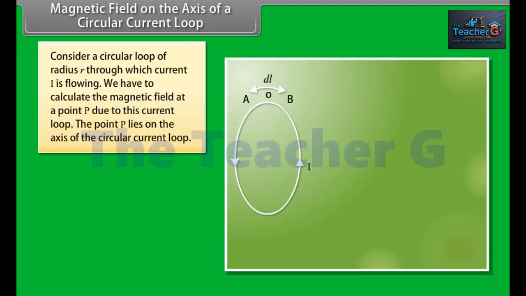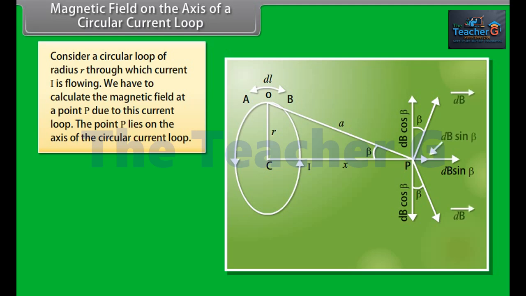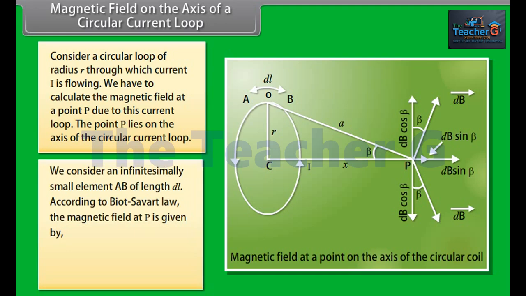Consider a circular loop of radius r through which current I is flowing. We have to calculate the magnetic field at a point P due to this current loop. The point P lies on the axis of the circular current loop. We consider an infinitesimally small element AB of length dl.